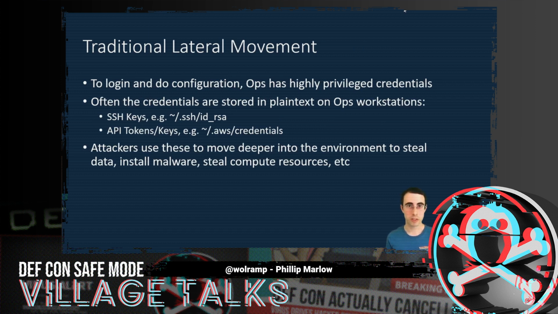So what does traditional lateral movement look like? Because they're logging in to do configuration and updates all the time, ops has highly privileged credentials. This might take the form of SSH keys or API tokens, and oftentimes they're stored in plain text on their employee workstations. If you've already phished that user, those are really easy and really juicy targets to steal those credentials and move further into the environment.